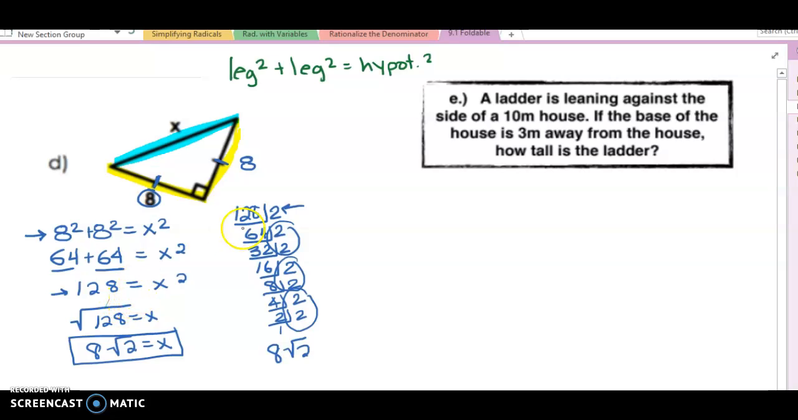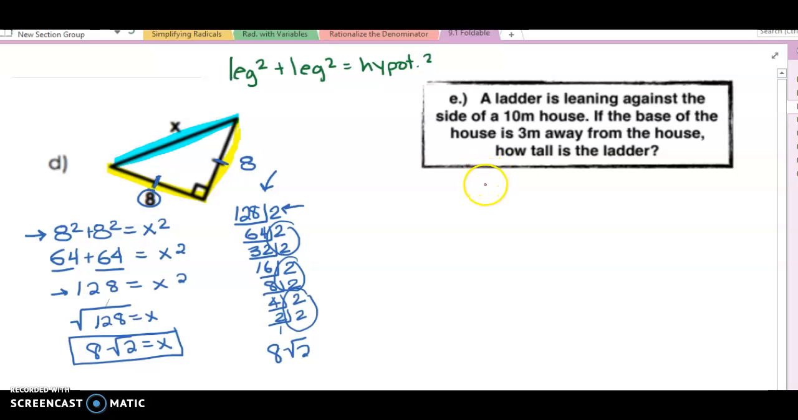And then we have to go back and simplify the square root, which is what I did here. You guys should be just pros at doing this now. And when you do that, you get 8 times the square root of 2 equals x. All right, let's look at E, which is a word problem.